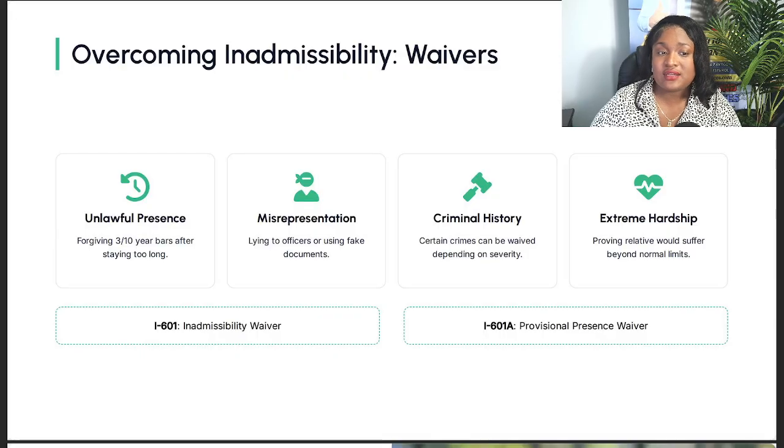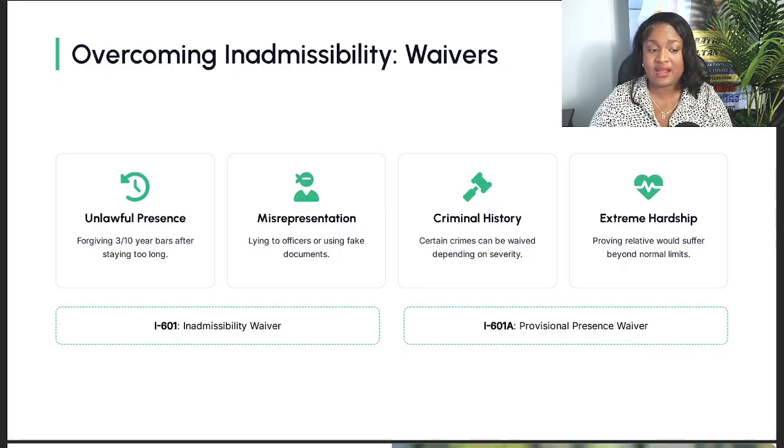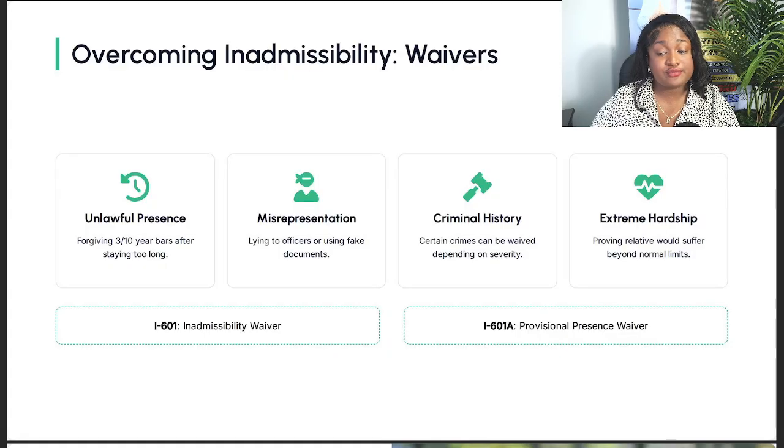The only way you could overcome that is through a waiver. There are different types of waivers. We have the I-601 and the I-601A. Those forgive unlawful presence, the 3 to 10 year bar after staying for a long time, and misrepresentation, meaning lying to a U.S. officer or using a fake document. For example, people who got into the United States, were married and then were not married, and lied to the U.S. consulate saying they were married. We call that misrepresentation.